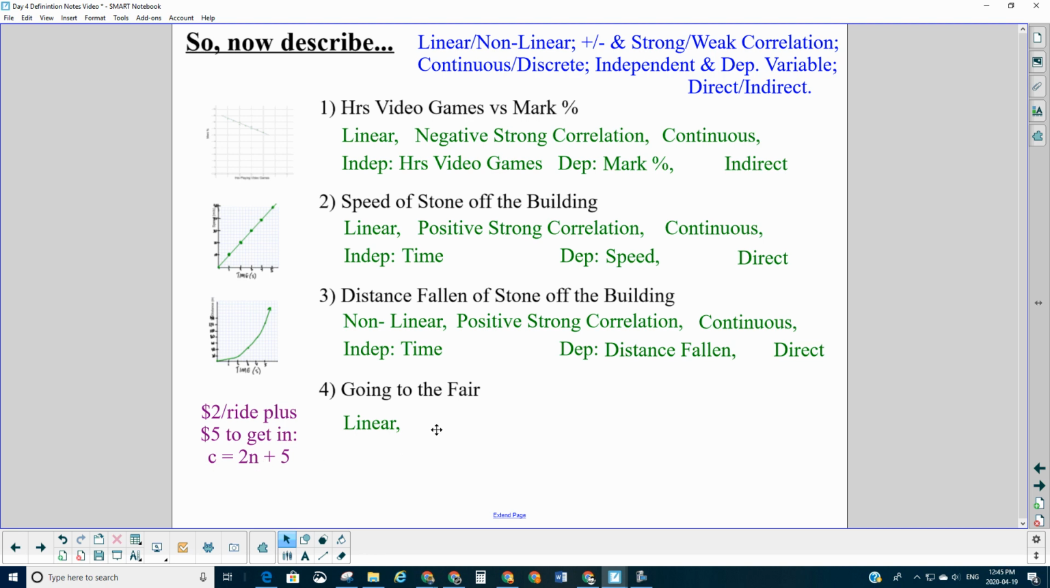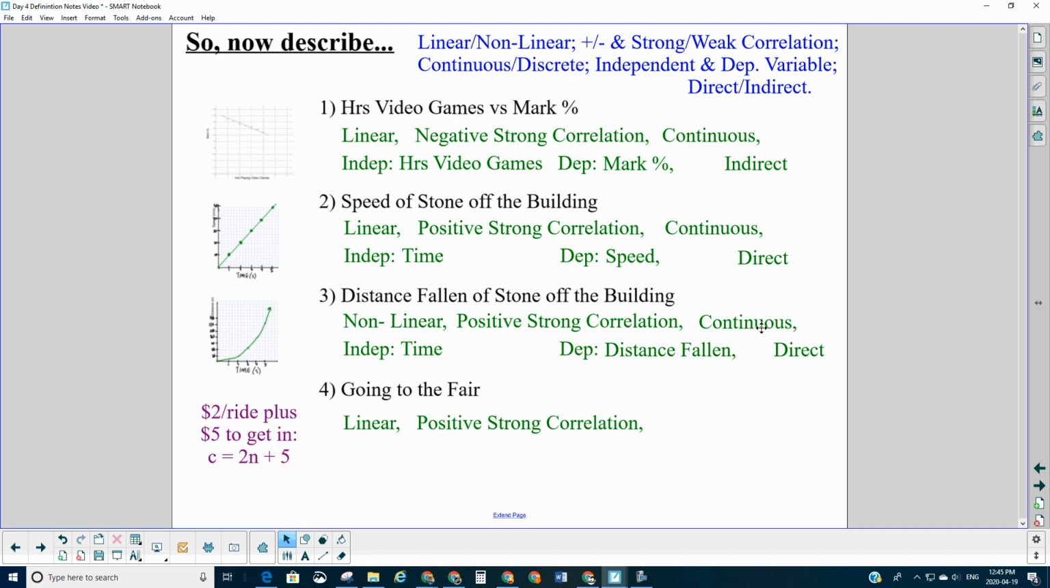Next, strong or weak correlation. Well, it's definitely strong, and it's positive. As the number of rides increases, your cost increases. So that's a positive strong correlation.